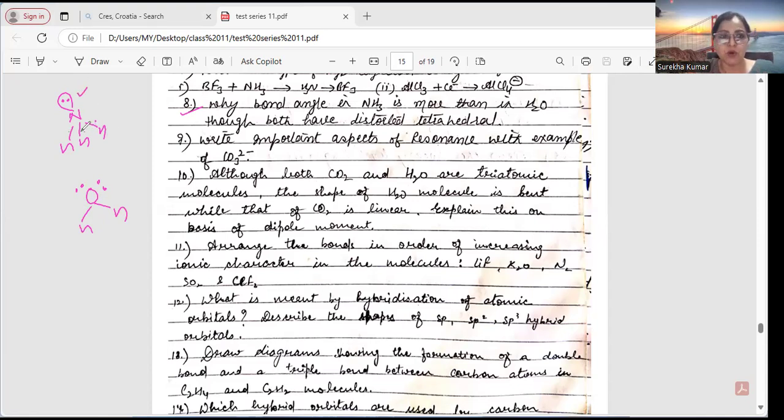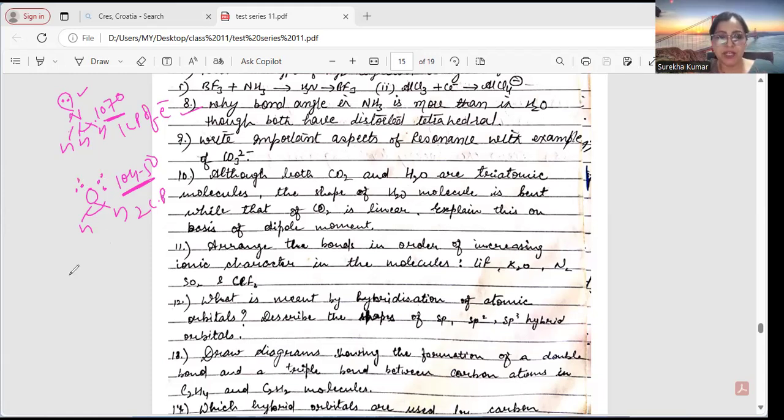Its bond angle is 107 degrees. Water's bond angle is 104.5 degrees. The question is, both of these are distorted tetrahedral, but water's bond angle is lesser than that of ammonia's 107. The very first answer is ammonia has one lone pair of electrons, but in water, two lone pairs of electrons are there. What else? In these, three repulsions are there.